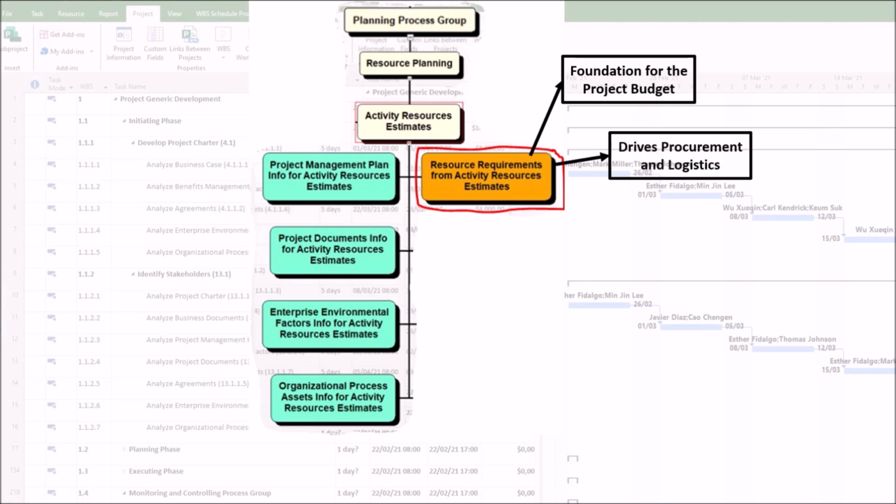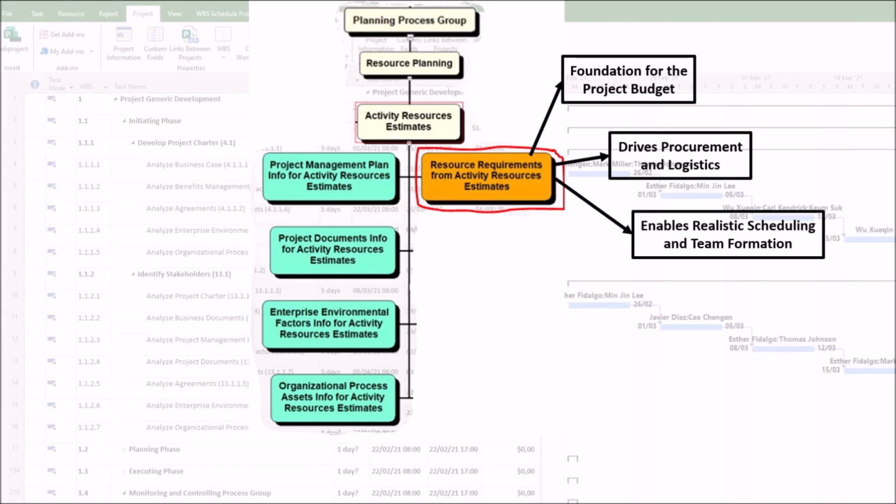2. Drives procurement and logistics. The output explicitly tells the project team what needs to be acquired, as follows. First, procurement. If you need specialized equipment or bulk materials, the procurement team uses this list to initiate purchasing or rental processes, which can have long lead times. Second, logistics. It answers questions like, do we need to arrange for a specialized lab? Or, how much storage space for materials is required?